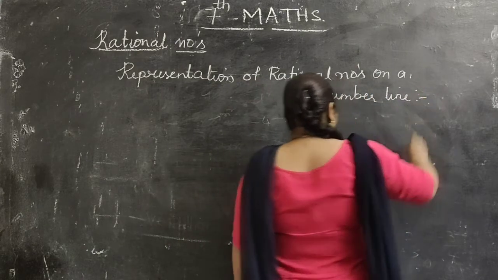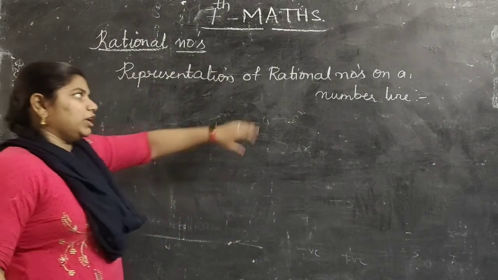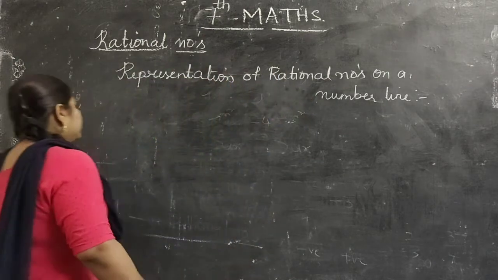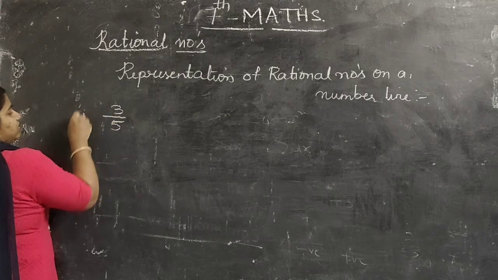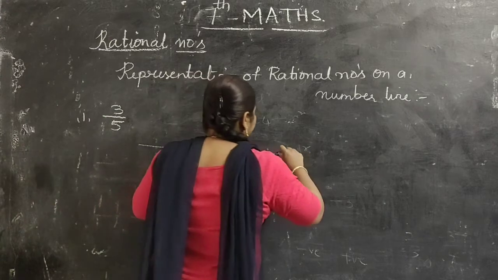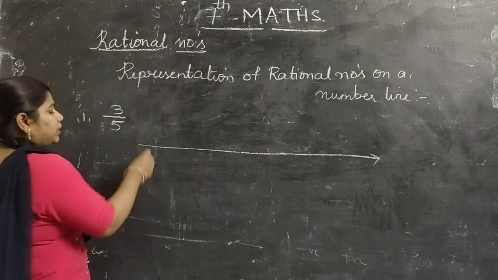So how to represent all the rational numbers on a number line we will see. In rational numbers we have two types of rational numbers. One is positive, one is negative. Suppose I am taking one rational number as 3 by 5. So I want to represent this 3 by 5 on a number line. Already you know how to represent integers, natural numbers and whole numbers on a number line.